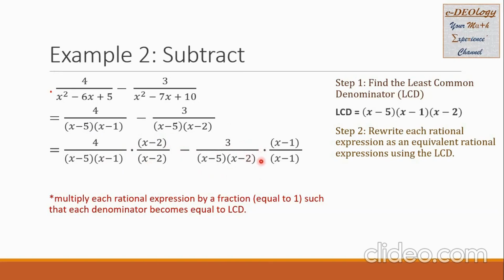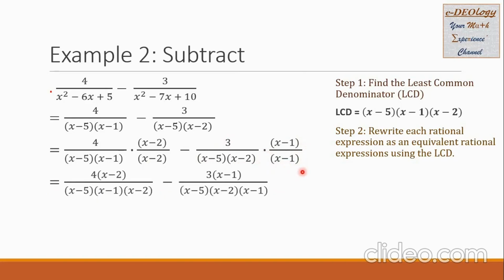Again, our denominator is here that we want to convert into the LCD. So we have two binomials here, while our LCD has three binomials. We are going to multiply the denominator by x minus 1. And this x minus 1 should be copied as the numerator here. So the second rational expression is now multiplied by x minus 1 over x minus 1.